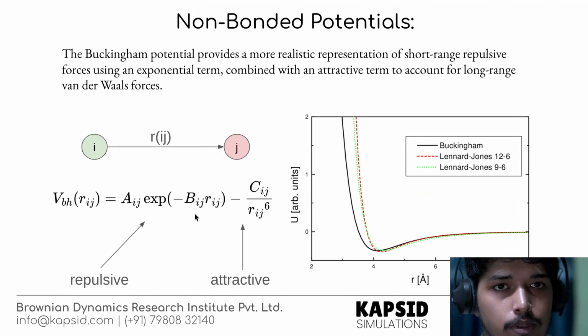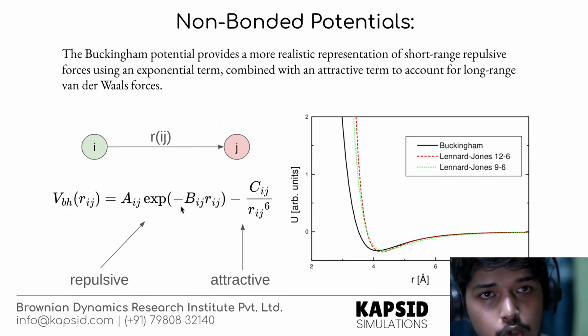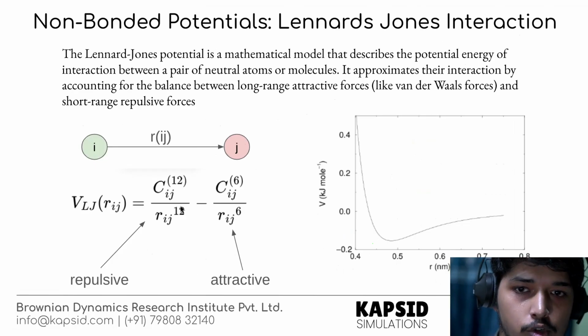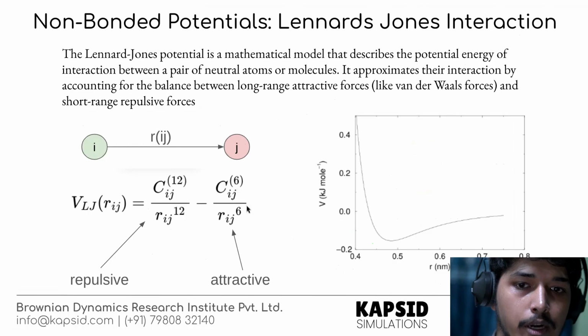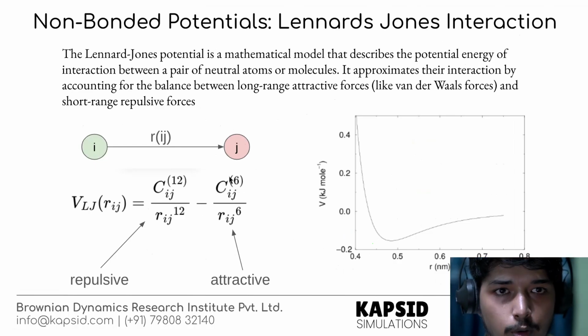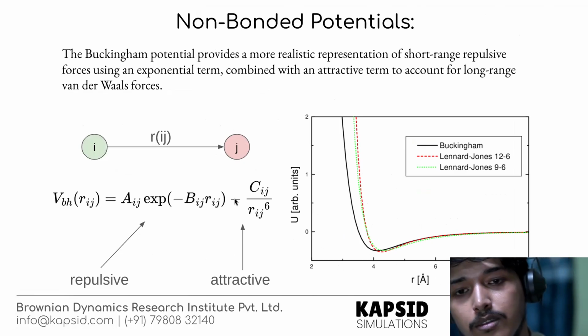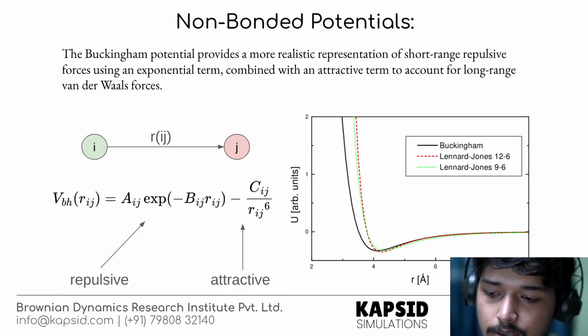But the problem with this is that computing this is much more computationally expensive than the Lennard-Jones potential, as I said, because this repulsive part is just a square of the attractive part, so it's very easy to calculate. But here, nothing like that works, so they have to actually compute this exponential term separately, which means you are wasting more computational time. And why is this so important?